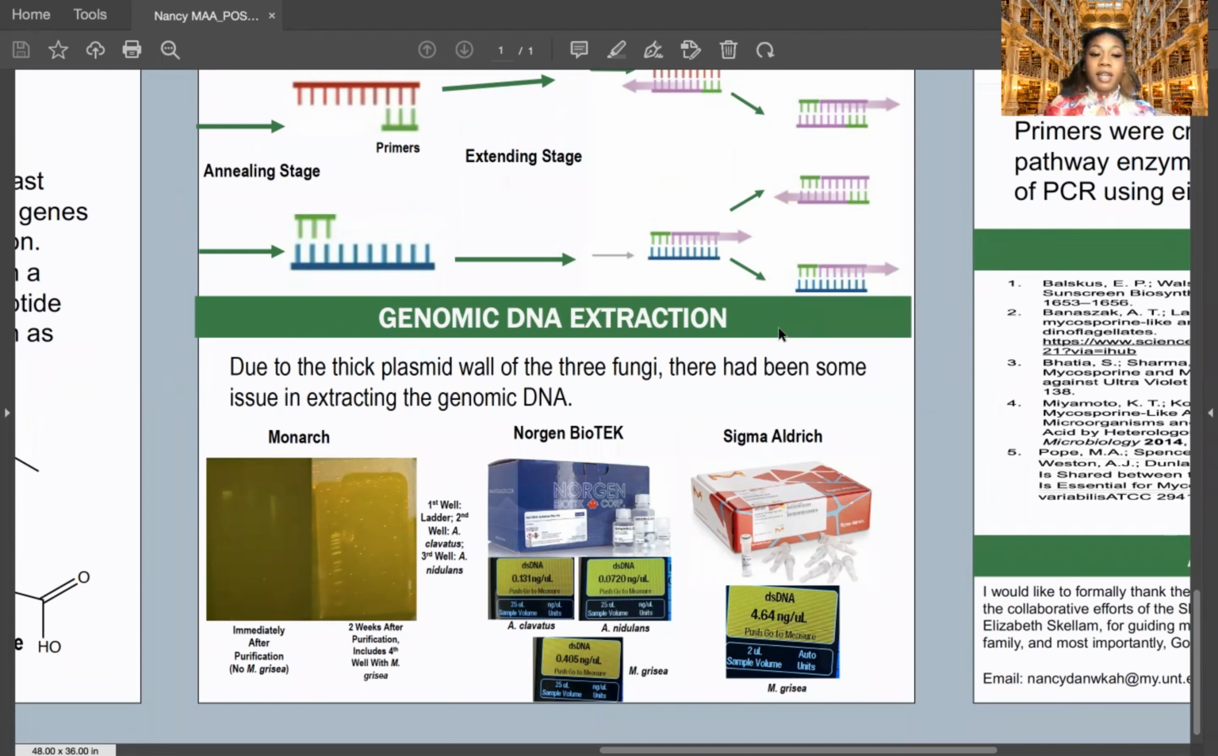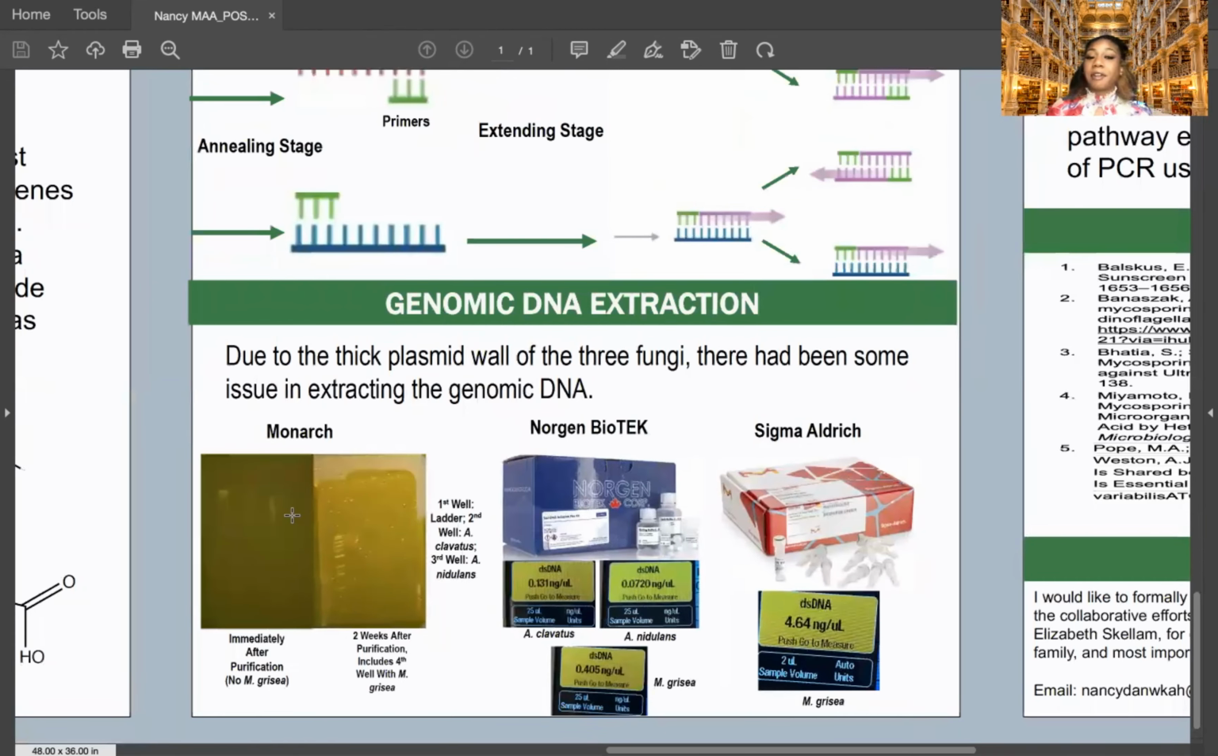With the Monarch kit, we found that the DNA was starting to degrade immediately after use. And after about 2 weeks after purification using Aspergillus clavatus and Aspergillus nidulans, we did not use Magnaporthe grisea for this kit, we found that the DNA had completely disappeared.